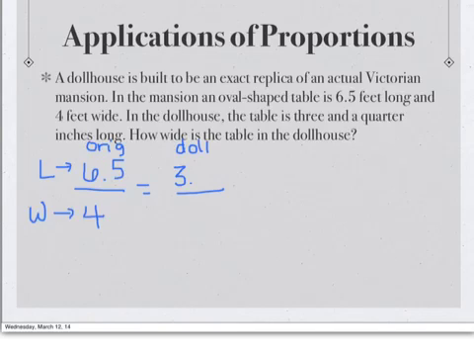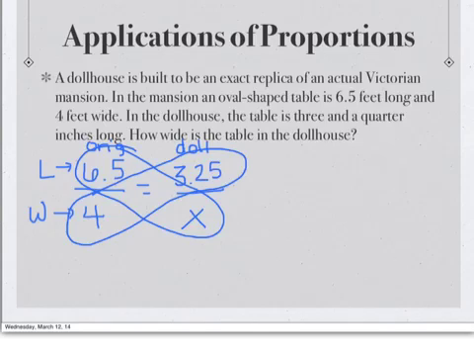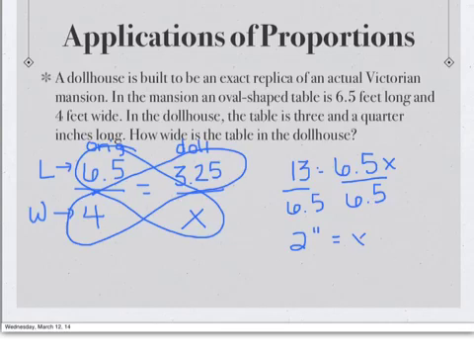3.25 up here. And then this is like our x. This is what we're solving for. So let's multiply and multiply. 4 times 3.25, I think is going to be 13. Is that right? So 13 equals 6.5x. Yeah. Answer's 2 for whoever just said that. That's right. So that would be 2 inches is the width of your dollhouse. Or not the width of your dollhouse, the width of the table in the dollhouse.